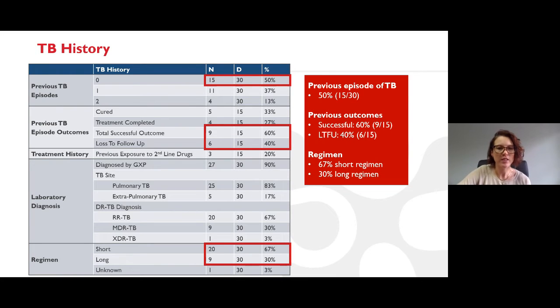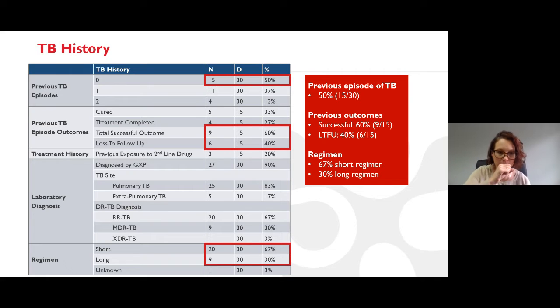So looking at TB history, as I said, 50% had a previous episode of TB. And 13%, so 4 out of the 30, had had 2 previous episodes of TB. And we looked at the outcomes of previous episodes as well. Of those 15 that had a previous episode of TB, 9 out of the 15, so 60%, had a previous successful treatment outcome, but 6 out of the 15, so 40%, had a previous loss to follow-up outcome.